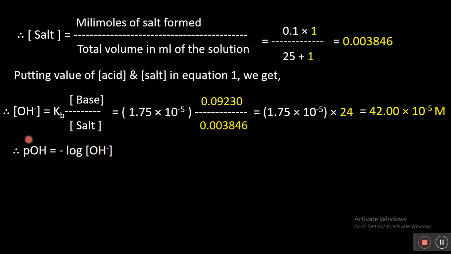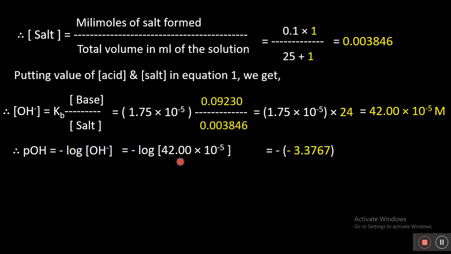From the OH minus ion, let us calculate pOH. The pOH formula is pOH equal to negative log of the OH minus ion concentration. So put this value: negative log of 42 into 10 raised to minus 5.